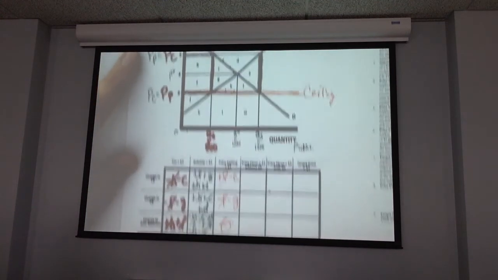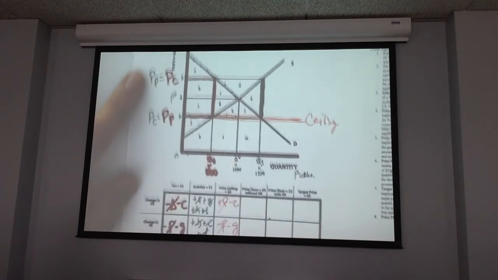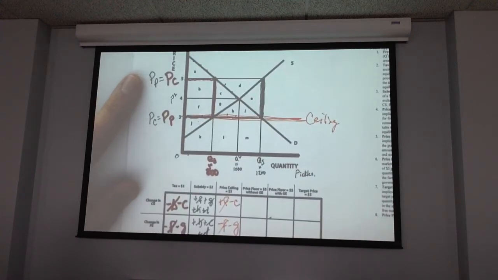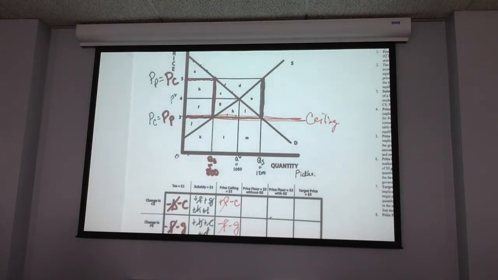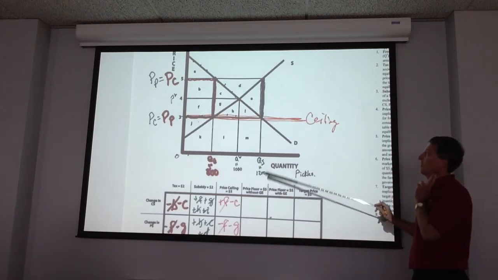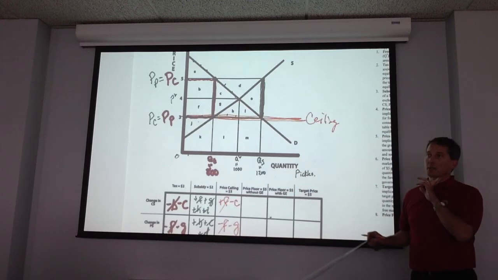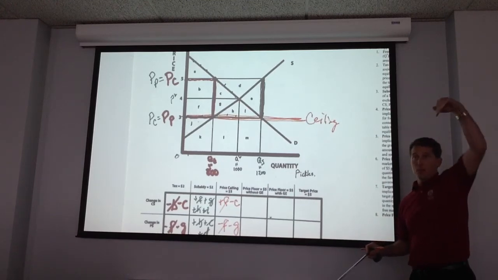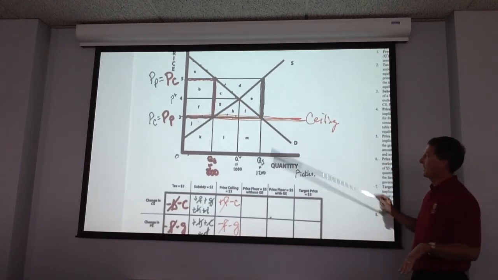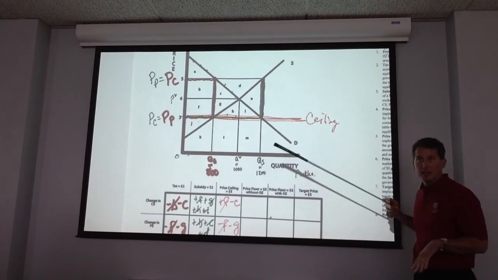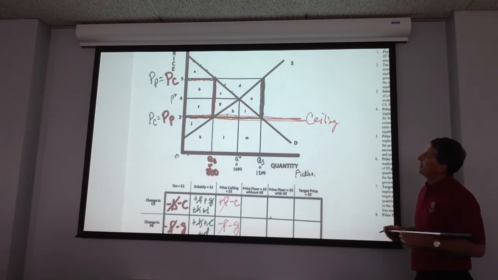Alright, price floor. Now I have price floor without government expenditure, which I'll explain in a minute, so we'll just ignore that for now. Let's just do a regular old price floor of $5. So now prices can't fall below $5. We're trying to help the pickle producers in this case, right? It's hard work making pickles.